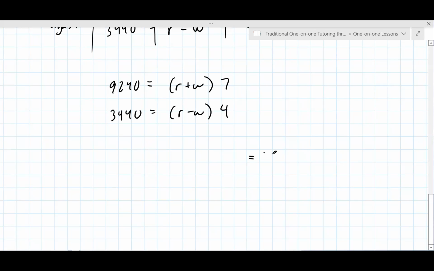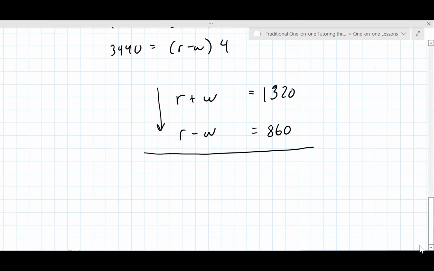So I'm going to rearrange these a little bit so they're more what you're used to. R plus W equals 1,320. And then do you have that other one, 3,440 divided by 4? Yeah, that is 860. Okay, just making sure because it does go in. So from here, you just add the equations vertically. It is a system of equations, but the W cancels. It's gone. You add up the numbers on the right, 2,180, divide by 2, and this is your answer, which is really fast.